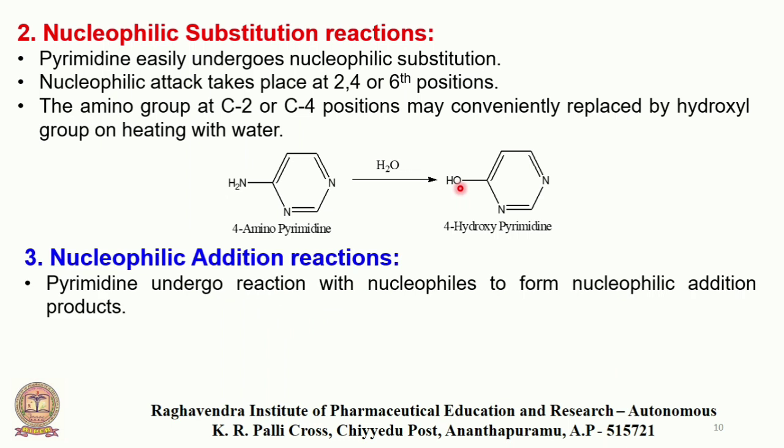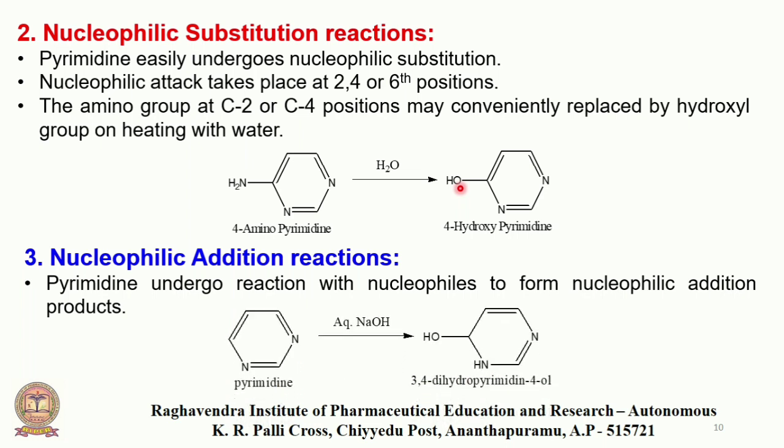Nucleophilic addition reactions: pyrimidine reacts with nucleophiles to form nucleophilic addition products. So with NaOH it reacts and gives 3,4-dihydropyrimidin-4-ol.